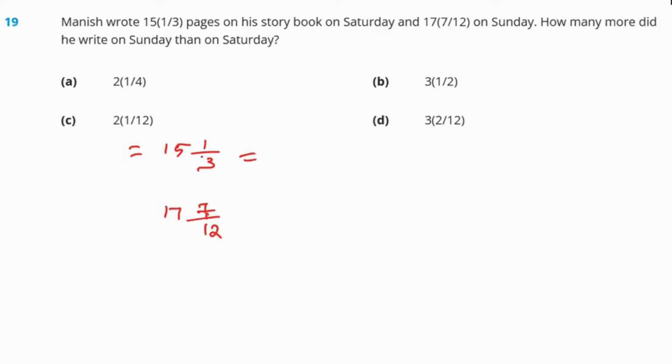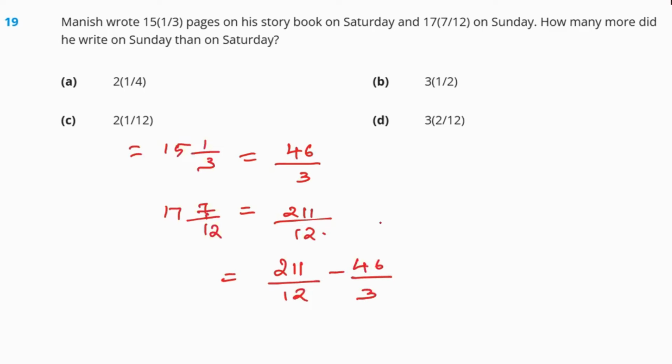So 15 1/3 means 45 plus 1/3, so that is 46/3 as the improper fraction. And 17 7/12, when we convert this, is 211/12. So now we have to subtract: 211/12 minus 46/3. So we get 211 into 3, that is 633, minus 552, over 12, since 3 twelves are 36. So here it is 81/36.